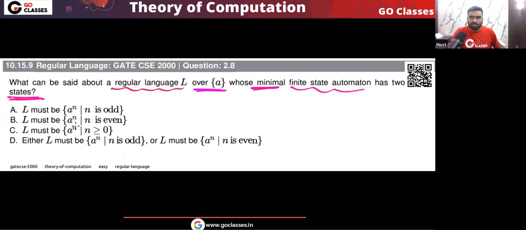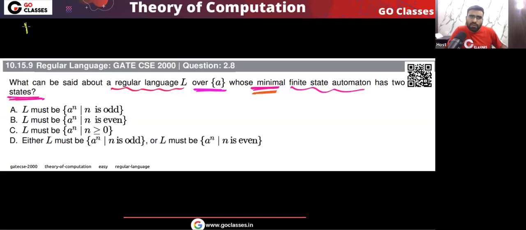So this is the question. Let me tell you one thing: whenever the question is talking about minimal finite state automata, it is talking about minimal DFA.